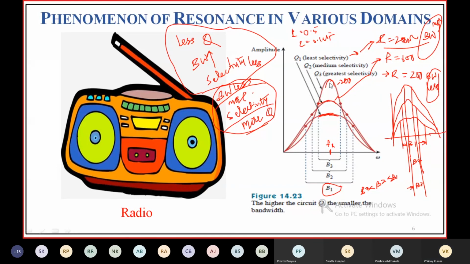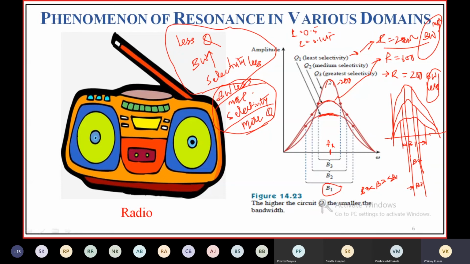Means reception gets more clarity. Then you can tune into one particular frequency easily. You can tune into one particular station easily, because if you move away from this resonant frequency, clarity will be missing, because current falls off sharply. Current falls off sharply means you can miss the clarity easily. At resonance you are going to have more clarity. Station will be very clear at resonance.